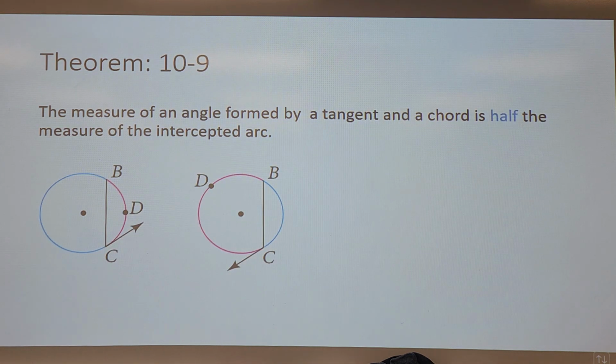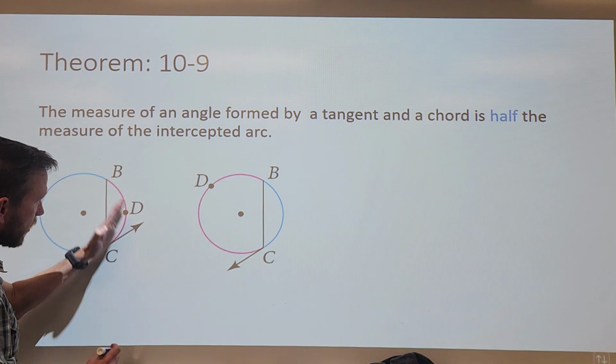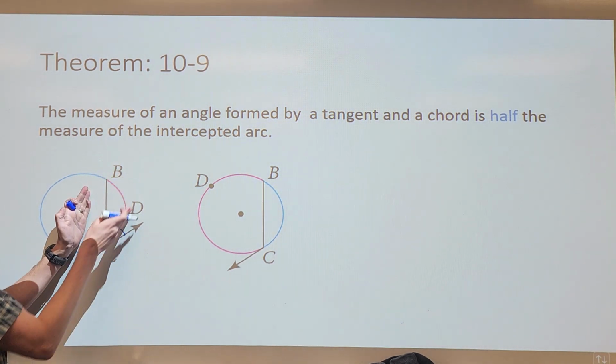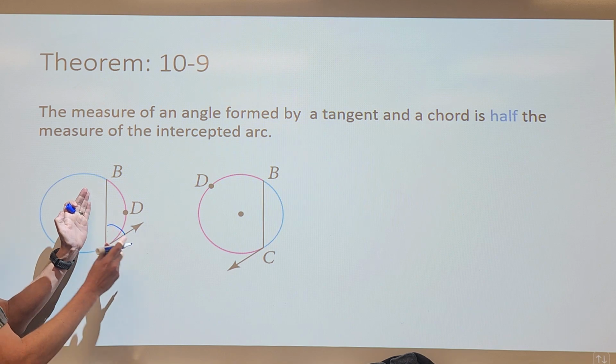All right, the measure of an angle formed by a tangent and a chord is half the measure of the intercepted arc. So here is a tangent, here is a chord. This angle right there is going to be half the measure of this red arc.